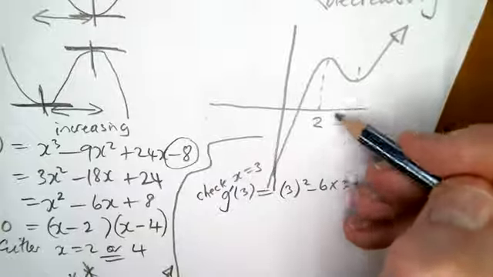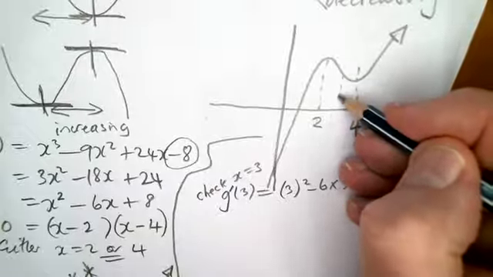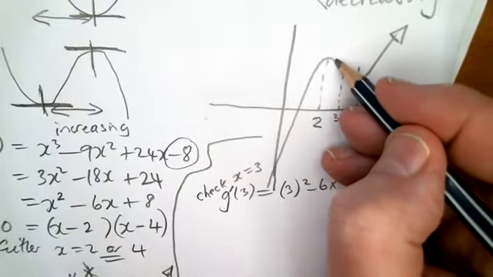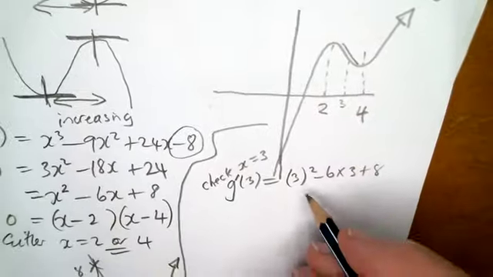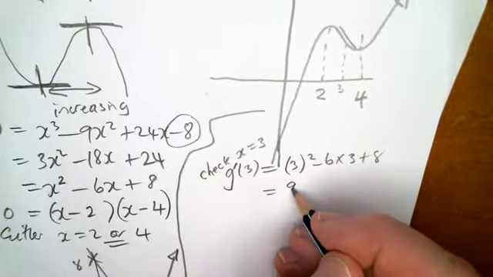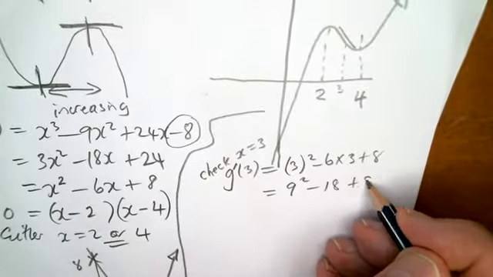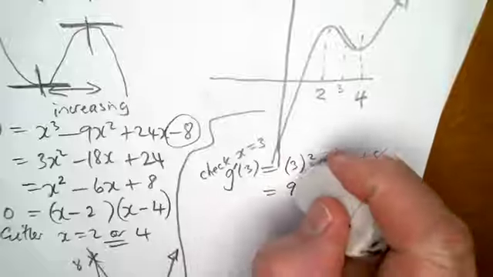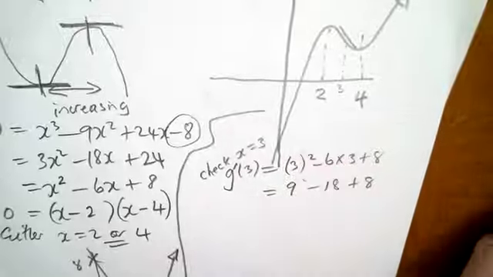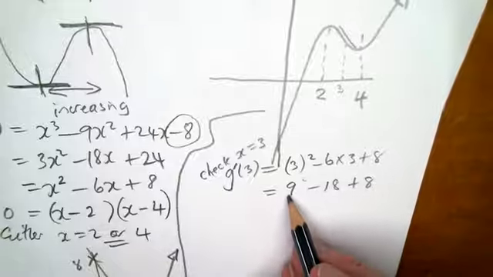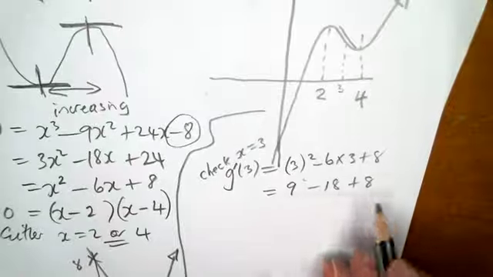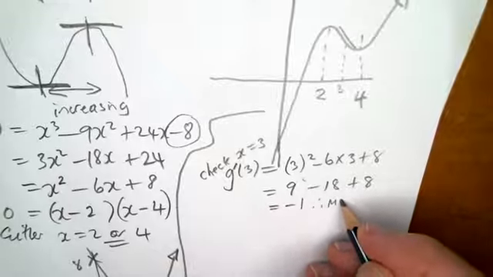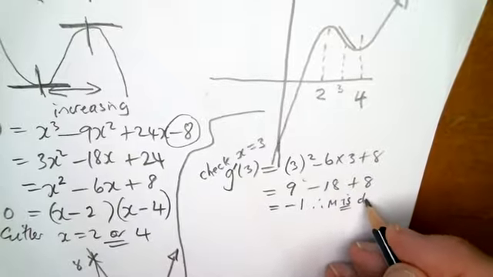In other words, is the gradient in here at the number 3, if we put a 3 in there, is that a negative gradient? Well, you can see it's a negative gradient because it's going to be on an angle like this going down there. But let's see if it is, yeah? So that's equal to 9 minus 18 plus 8. Oh, sorry, not 9 squared, 9. Crikey. Well, let's have a look. 9 and 8 is 17 minus 18 is negative 1. So we can say, therefore, it is decreasing.